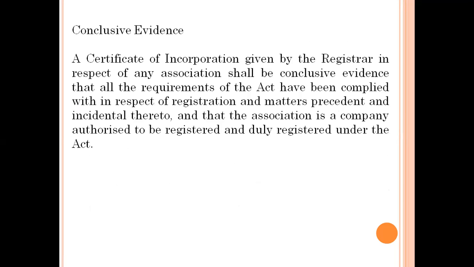And conclusive evidence. A certificate of incorporation given by the registrar in respect of any association shall be conclusive evidence that all the requirements of the Act have been complied with in respect of registration and matters precedent and incidental thereto, and that the association is a company authorized to be registered and duly registered under the Act.